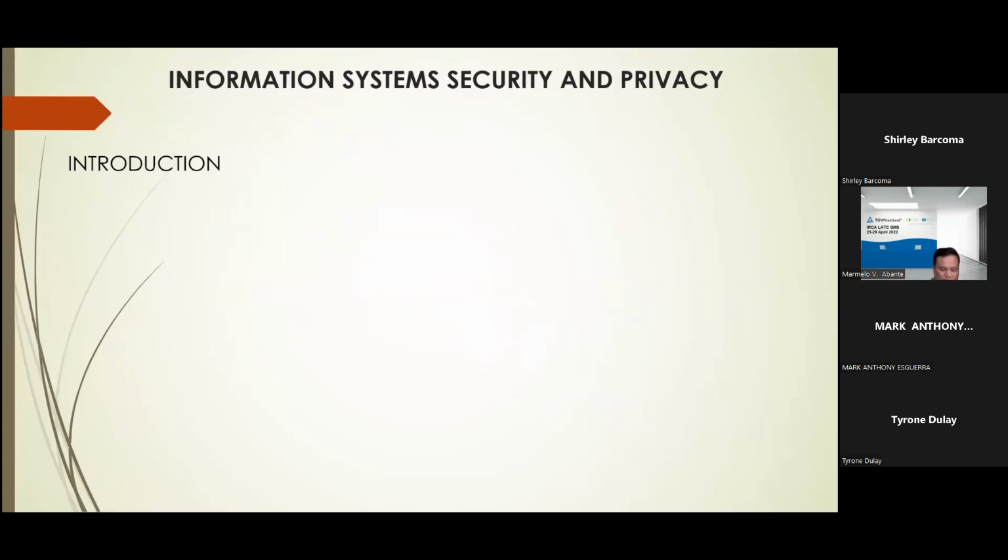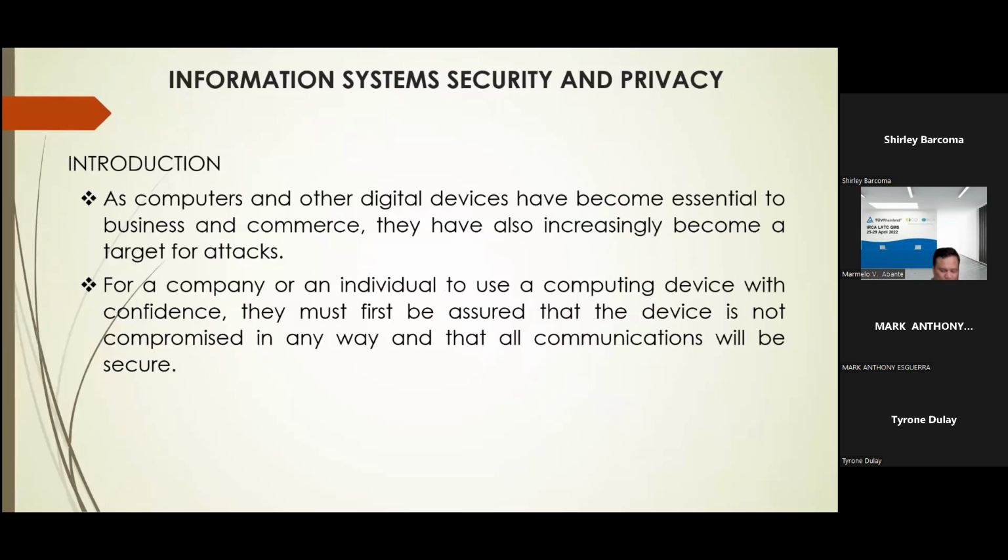For our introduction, as computers and other digital devices have become essential to business and commerce, they have also increasingly become a target for attacks. So for a company or an individual to use a computing device with confidence, they must first be assured that the device is not compromised in any way, and that all communications will be secure. In this discussion, we will review the fundamental concepts of information system security and discuss some of the measures that can be taken to mitigate security threats.